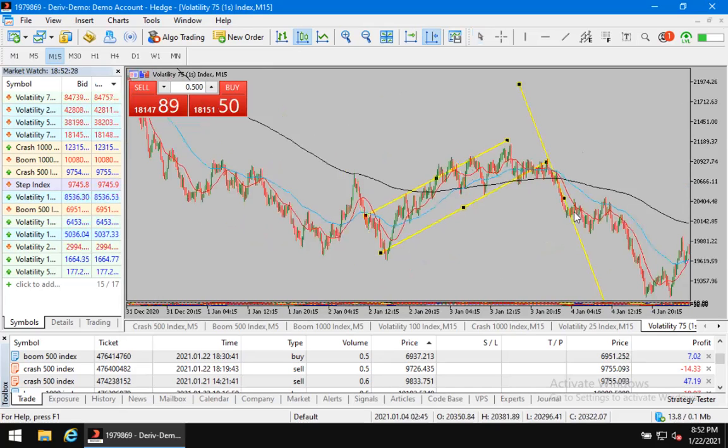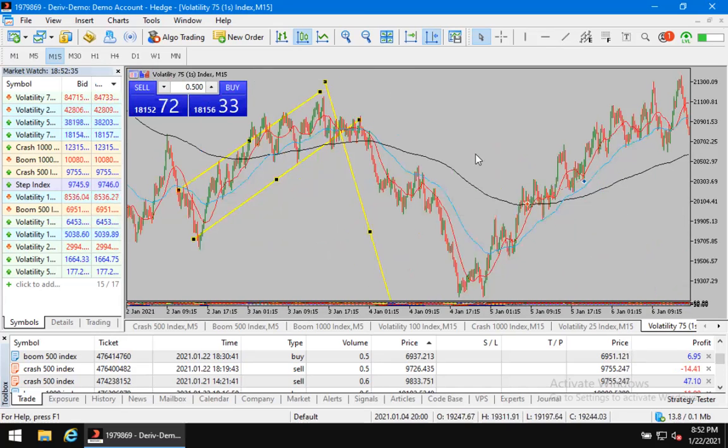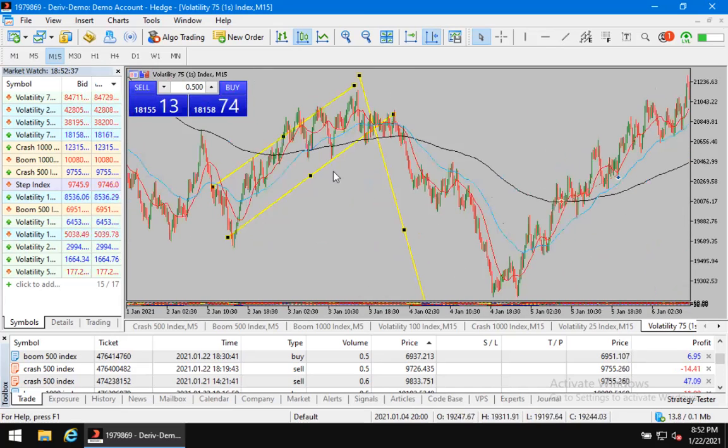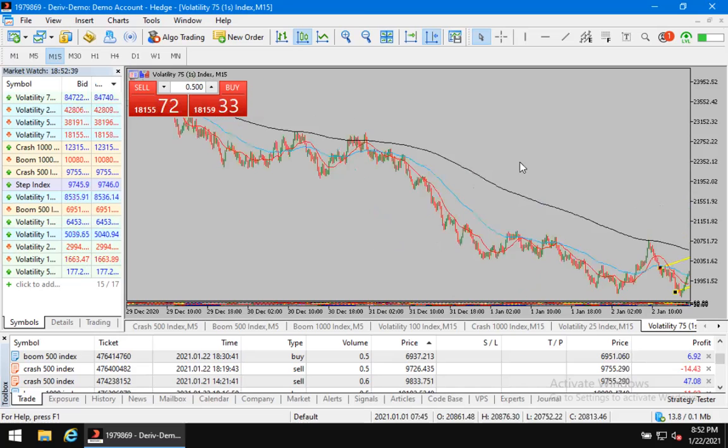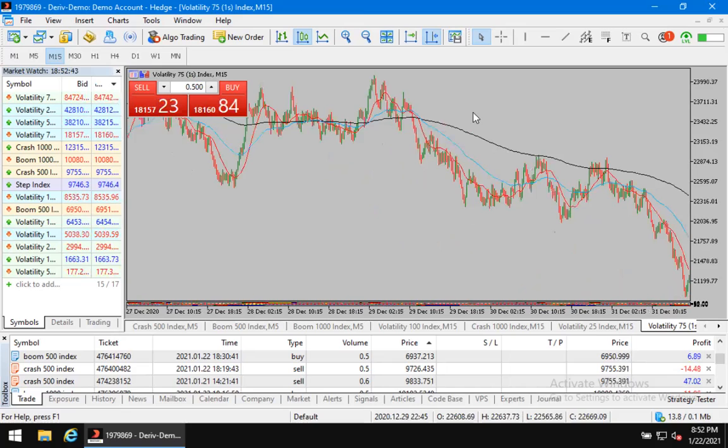Little challenge faced there. And then there it is. Now let's do this again. You get another flag on a downtrending market. Here it is. Another flag here. Another flag here. Now we are able to identify what a flag is and how to mark a flag.